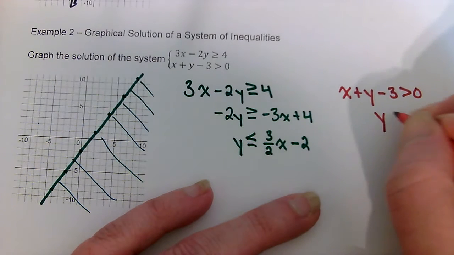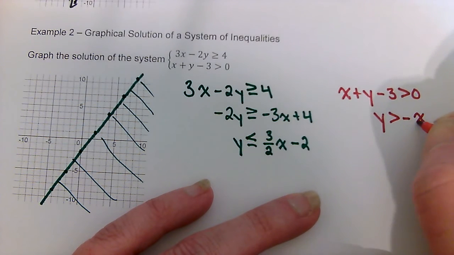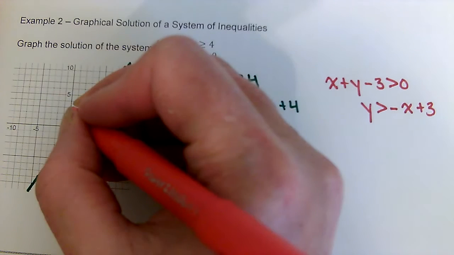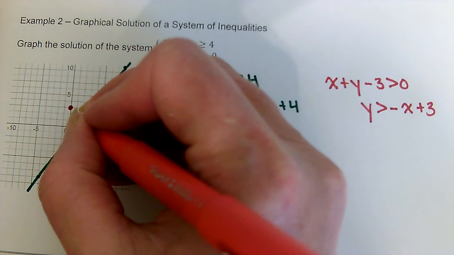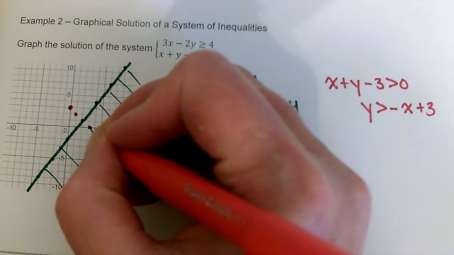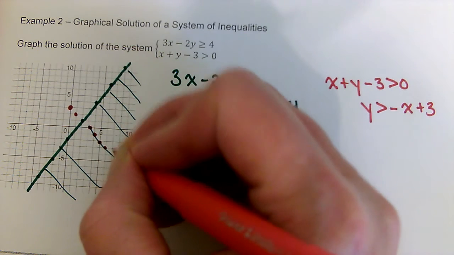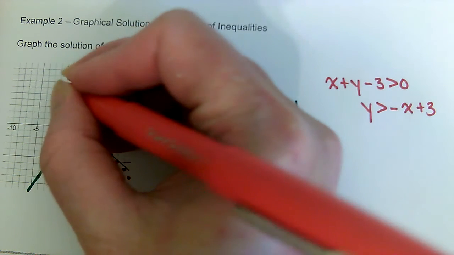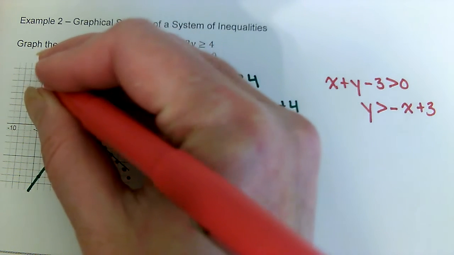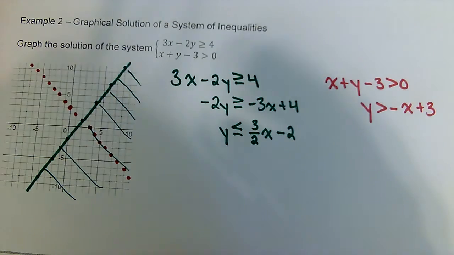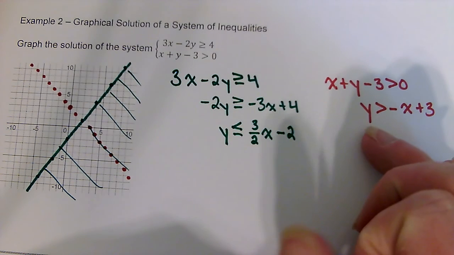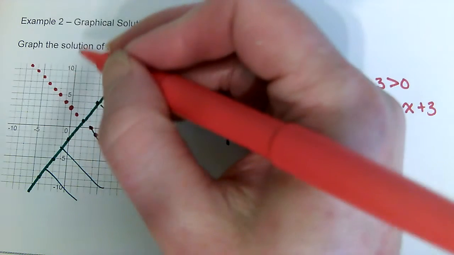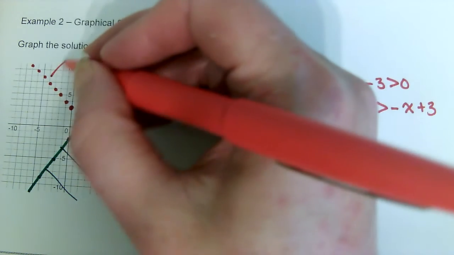Solve for y. So that would make this negative x and a plus 3. So 3, down 1 over 1, down 1 over 1. And this one stays dotted because it is not underlined. And it's greater than, so we're going to be shading up.